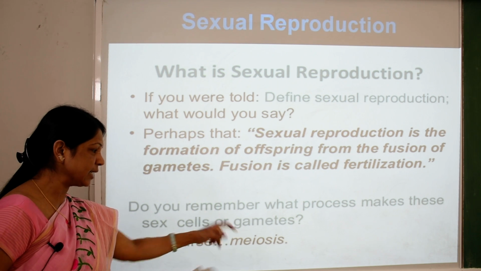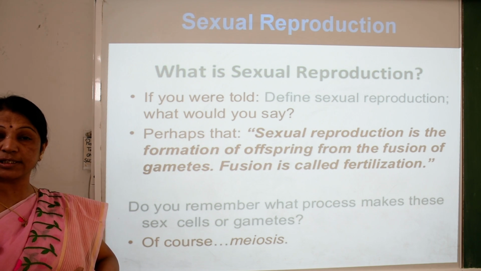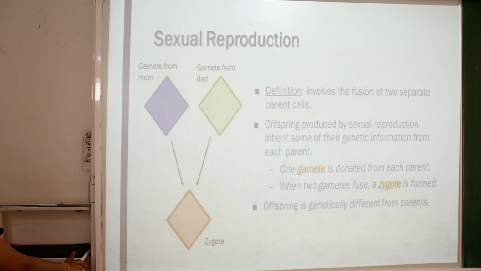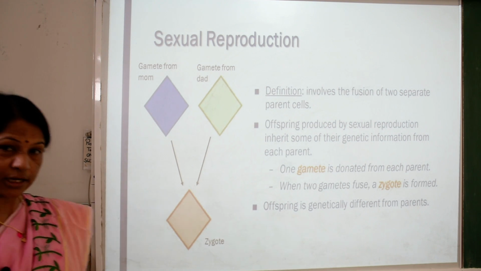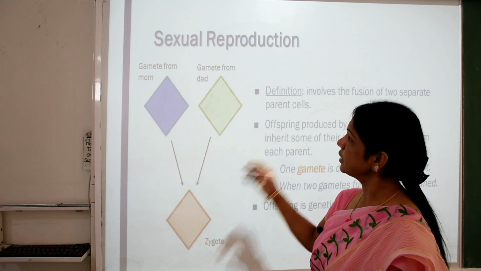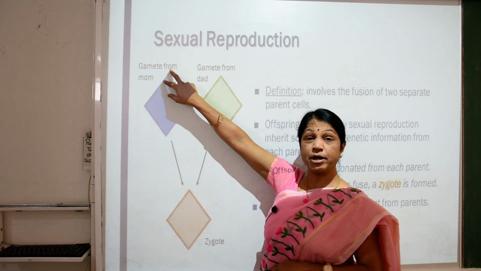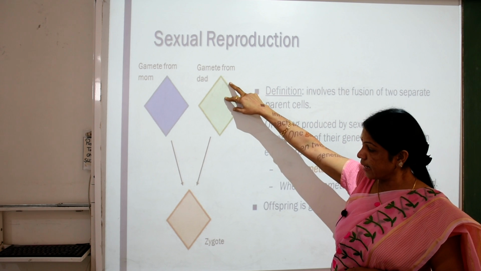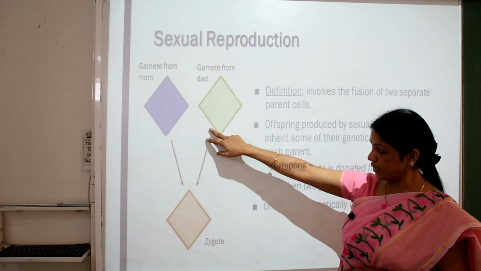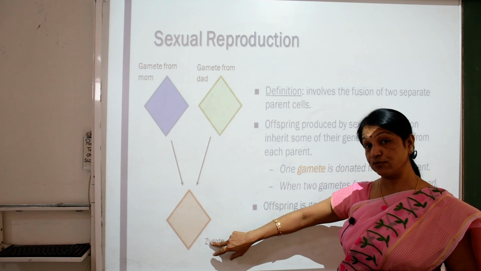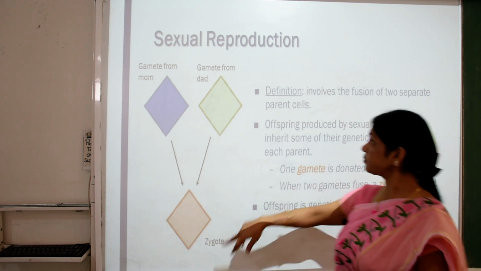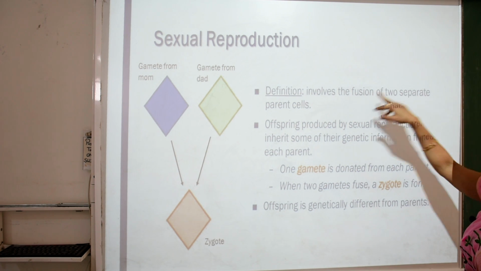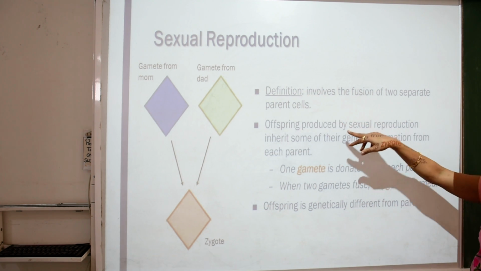Of course, it is meiosis. The process is called meiosis. Now, further we see what sexual reproduction is and how it is divided. It is gametes from the mom, gametes from the dad, and once they meet, they fuse, and once fused, it is a zygote. Definition: it involves the fusion of two separate parent cells.